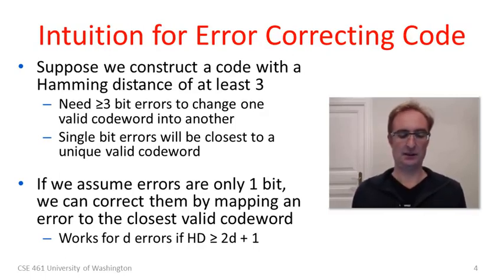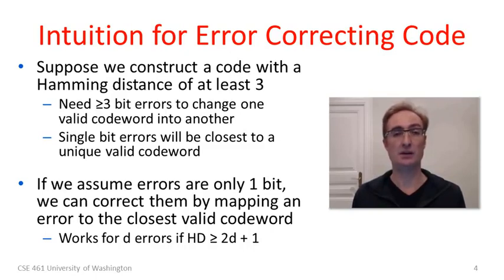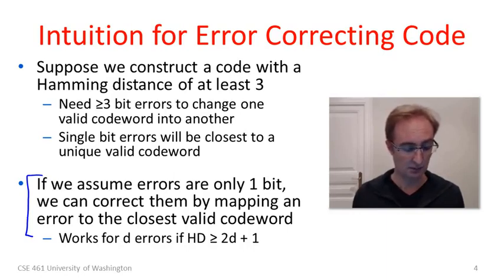Going a little further, just suppose for the moment that we could construct a Hamming code with a distance of 3. That means that we would need at least 3 single-bit errors to transform a valid code word to any other valid code word. If we then have a single-bit error, that will be closest to a single unique valid code word. So if we can assume, and here's one of the key assumptions, that the errors we will see in practice will only be either 0 or 1 bit, then we can correct errors by mapping whatever bits we receive to the closest valid code word. This argument also generalizes to work for correcting D errors if you have a Hamming distance of 2D plus 1.